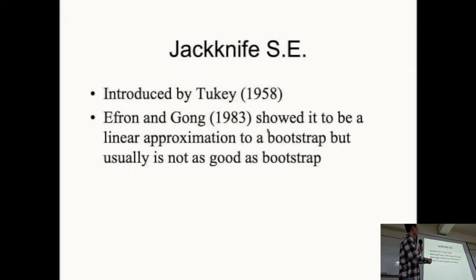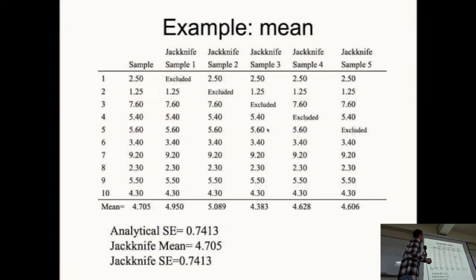And it was introduced a long time ago. This is a linear approximation to the bootstrap, but not as good as the bootstrap because there are a limited number of possibilities. The bootstrap has a lot of possibilities because you can sample with replacement. But the jackknife has only n possibilities to generate your sample. Okay, so this is a jackknife estimation of your mean.